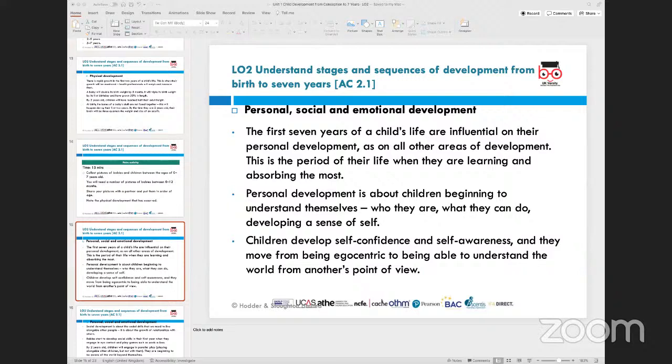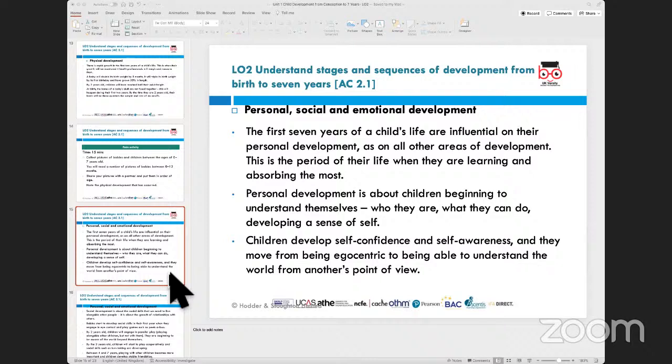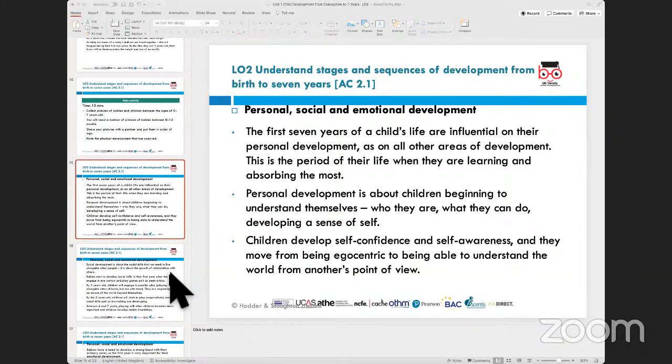And that would be the personal, social, and emotional development, which we will see starts to happen when we talk about this aspect of the initial stages and sequence of development, which happens within the child from 1 to the age of 7. Is that okay? Any questions on this?